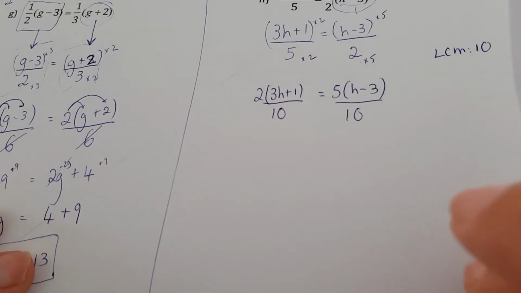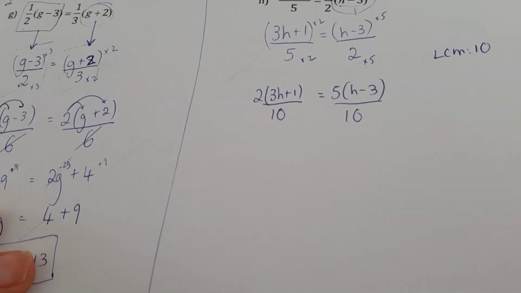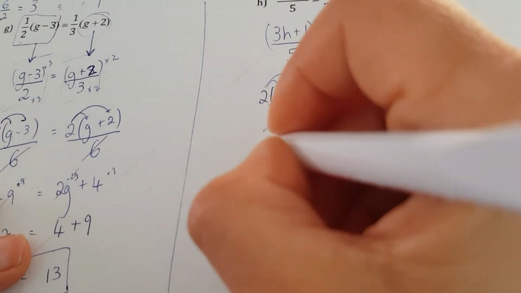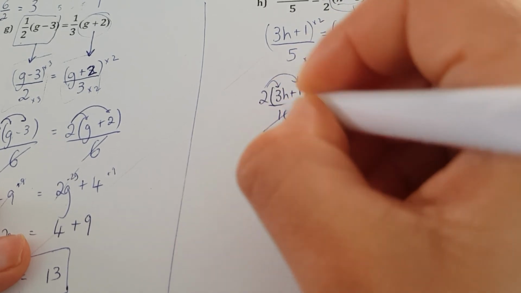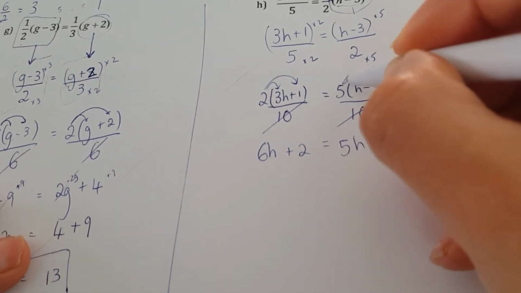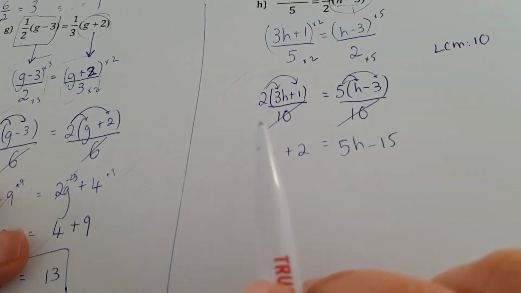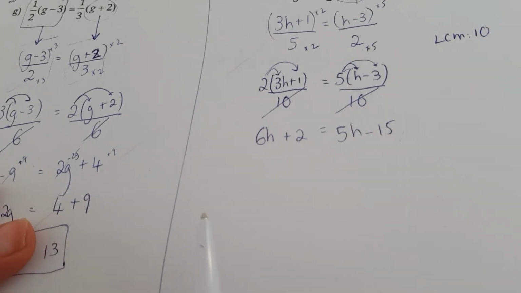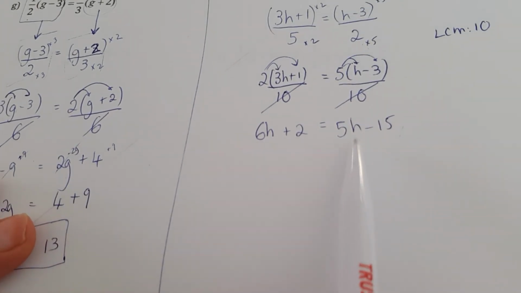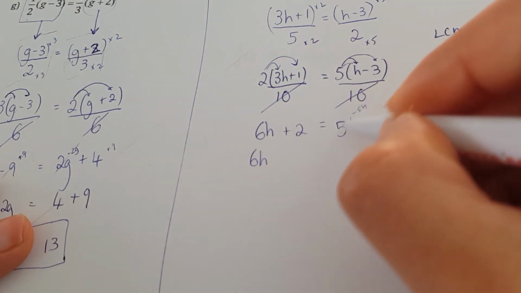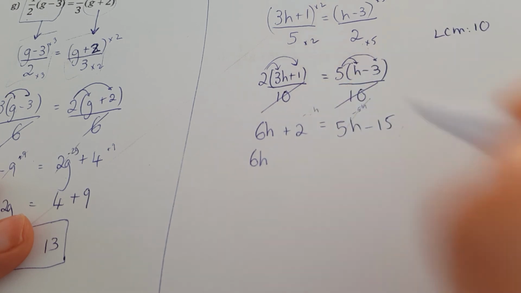So that's why I'm getting used to using the LCM. So this is eliminated, and I have 2 times 3h and 2 times 1. So 2 times 3h is 6h, 2 times 1 is 2. 5 times h is 5h, 5 times minus 3 is minus 15, okay? So I have h's, letters, and the numbers. So letters on one side, numbers on the other side. If this is 6 euro and this is 5 euro, which one would you prefer? Yes, you would prefer the 6 euro, so that remains over there. To eliminate this, I need to subtract it from here and then add it on that side.